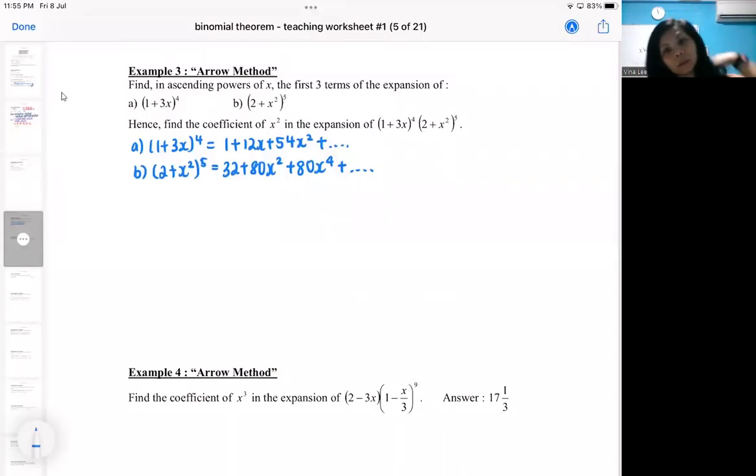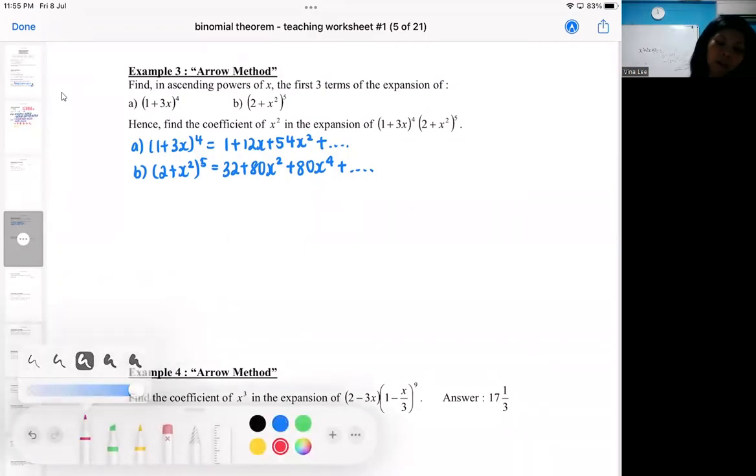So I'm going to use this example to show how we can combine two binomial expansions. If you look at the question, A and B is just basic expansion, but we do not need the full expansion. We only need the first three terms. So I assume you can get the first three terms. It is the hence part that I will need to explain.